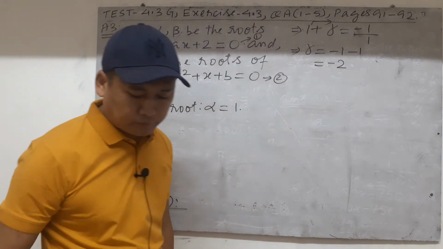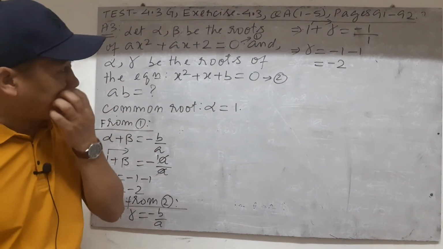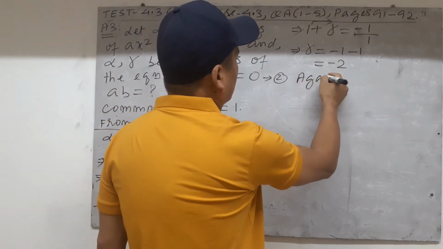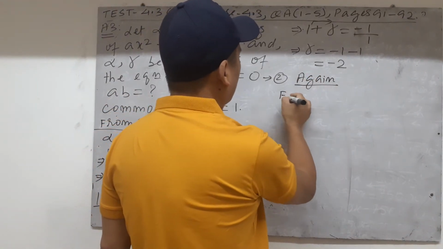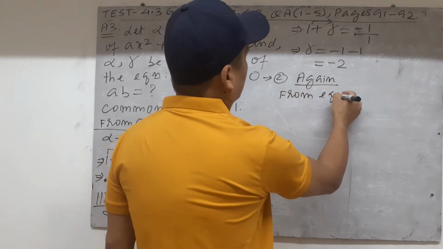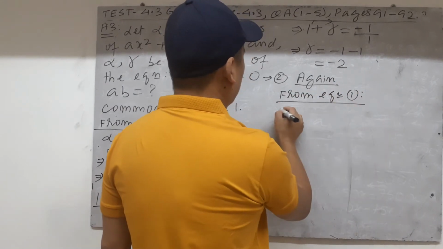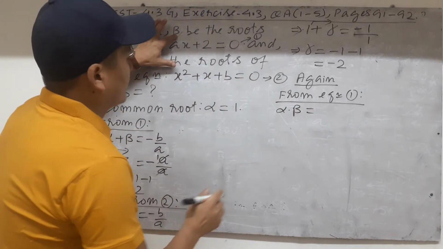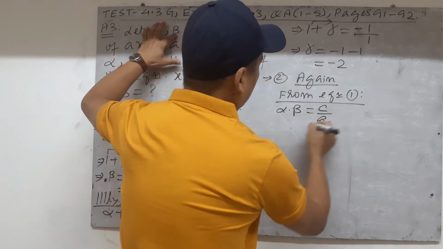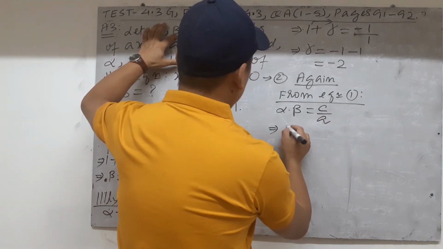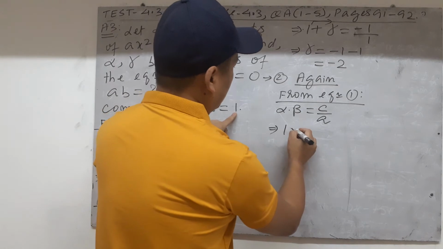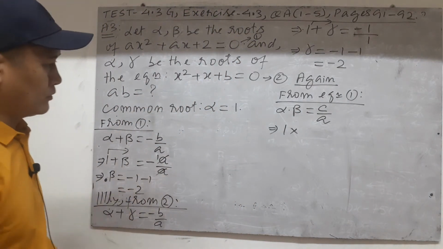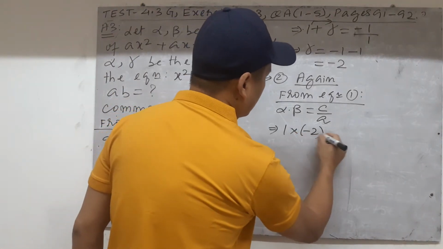Okay, now once we're through with that, to find a into b, we write again, from equation 1, the product of roots alpha into beta. This time the product of roots formula is C by A. So alpha is 1, into beta, we got it here, beta is -2. So we write the -2.